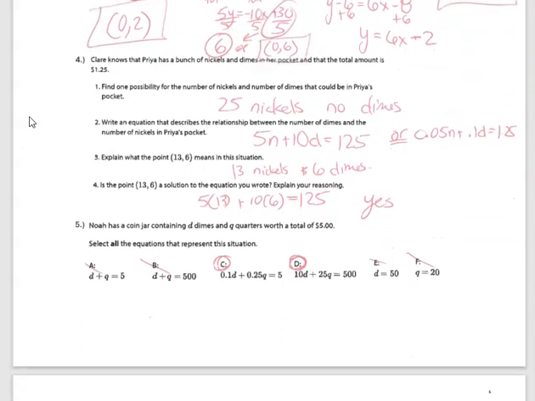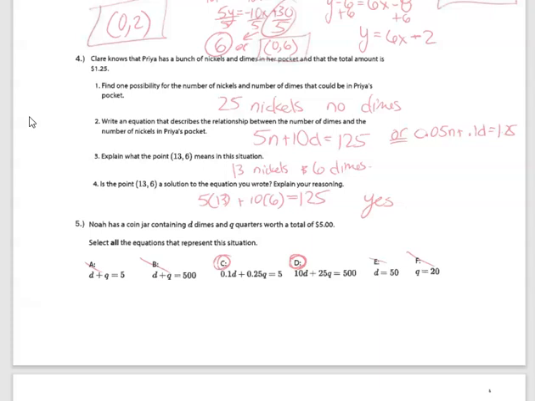The next one says Claire knows that Priya has a bunch of nickels and dimes in her pocket. That total is $1.25. Find a possibility for the number of nickels and the number of dimes that could fit in there. Now, my lazy way of doing this is just saying no dimes at all and 25 nickels. You just basically say, how many times does 5 cents go into $1.25? Write an equation that represents this situation.